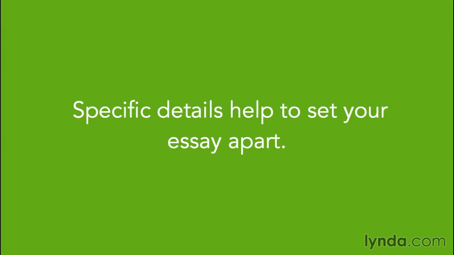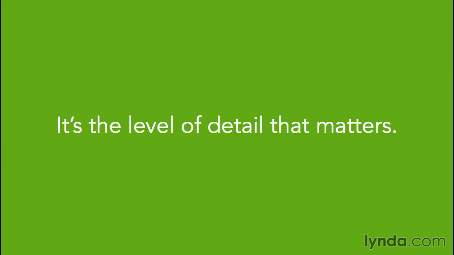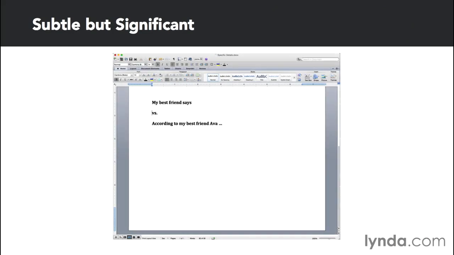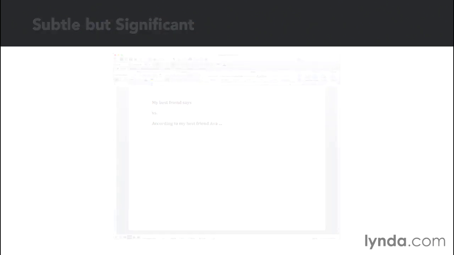It's this kind of distinction that will set your essay apart from the dozens that feature phrases similar to that first one. So whenever you can, try to include the name of a brand or a chain store or a city, maybe even a person. Even if you have to make up a name for that person, that's fine. It's the level of detail that matters. The difference between "my best friend says that I will appreciate this someday" and "according to my best friend Ava, I will appreciate this someday" is a subtle but significant one.